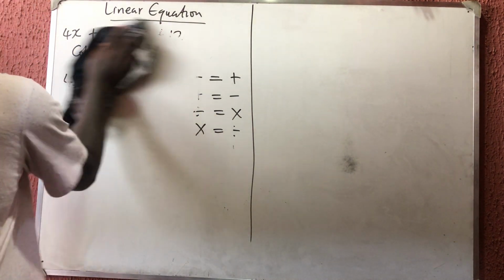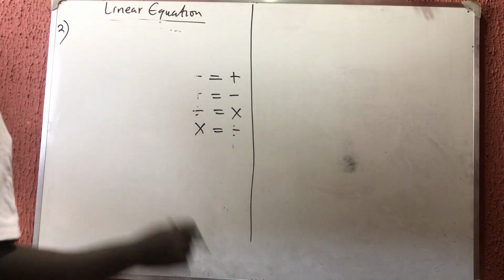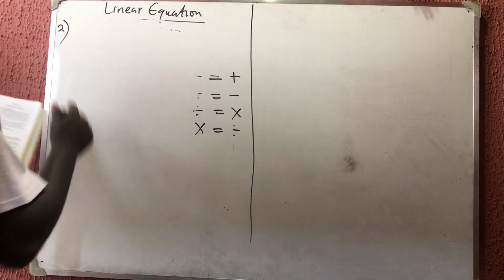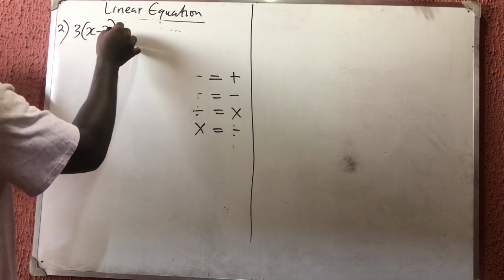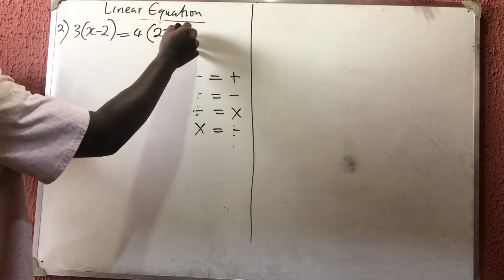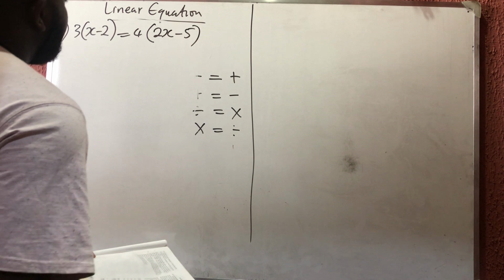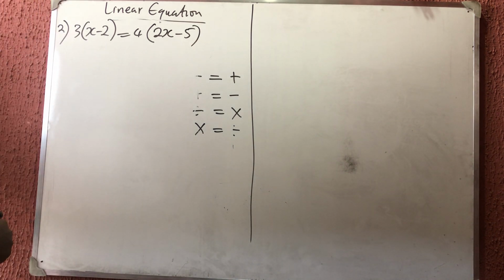Question number 2. Look at question number 2. Question number 2 says 3 in bracket of x minus 2, right, is equal to 4 in bracket of 2x minus 5. Okay, now if you look at this question, the first thing you do is to clear the bracket. There is a bracket, we need to clear the bracket before we can collect the like terms.